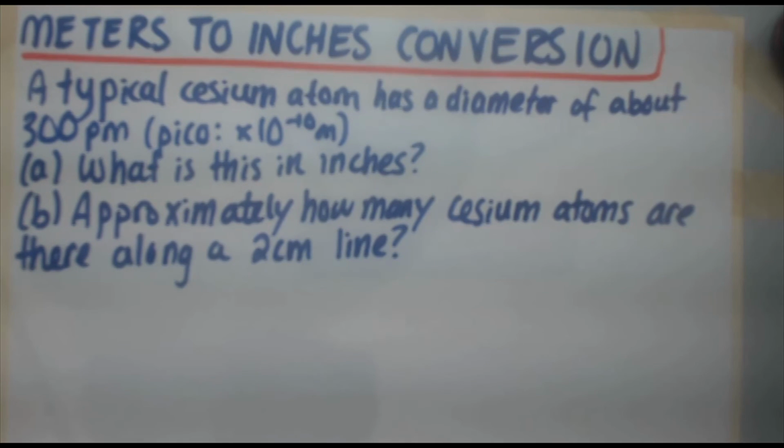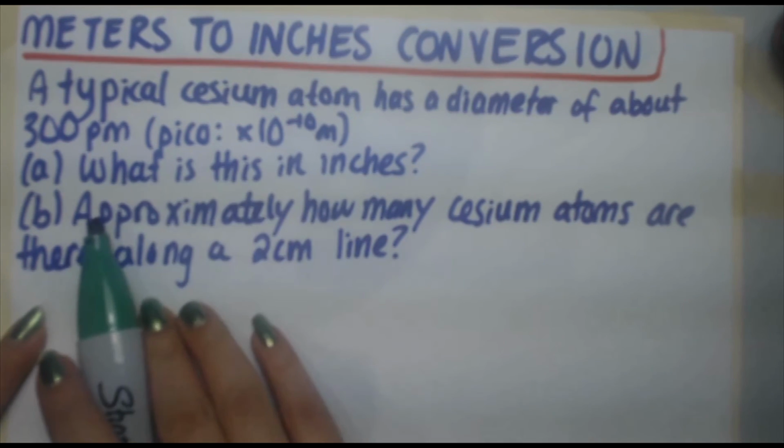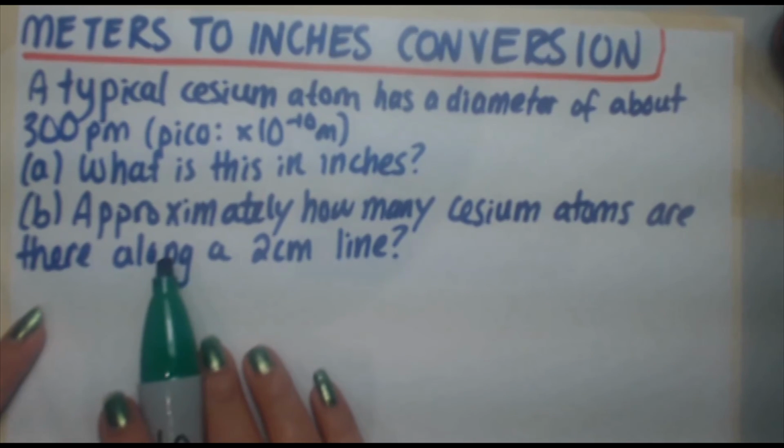Hey everyone, in today's video we're going to be doing another measurement to measurement conversion, this time meters to inches. So the problem at hand is this. A typical cesium atom has a diameter of about 300 picometers. They've even gone so far as to tell you that pico is times 10 to the minus 10. Okay, part A asks, what is this in inches? And part B, approximately how many cesium atoms are there along a 2 centimeter line?